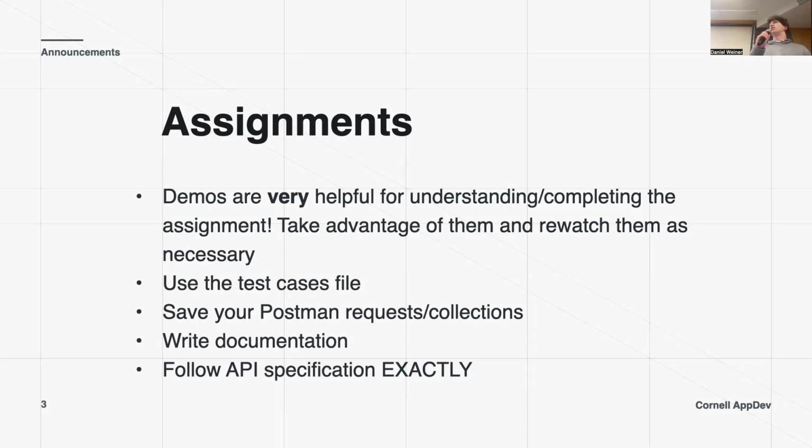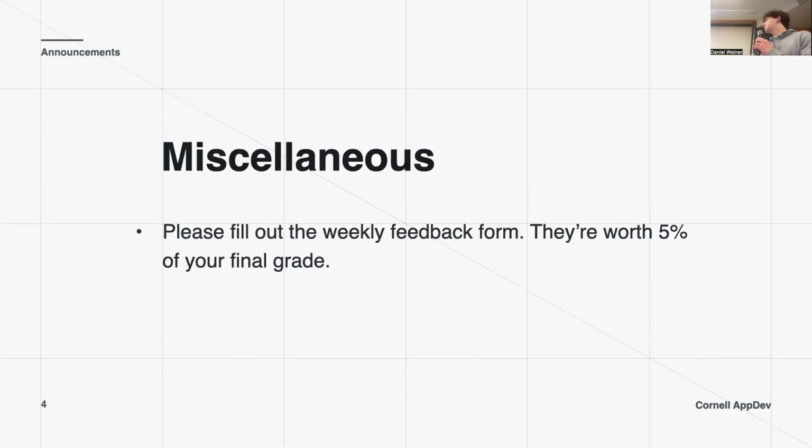Also, a quick notice: we extended the deadline to Wednesday for A1, so you don't have to use any slip days and can properly try out your A1 with the test file. Save your Postman requests and collections. Remember to export them like we showed you in the demo and make sure you submit those, or else you will lose a lot of points. Write your documentation and follow the API specification exactly as it is in the textbook. And miscellaneous: fill out the weekly feedback form that's also found in the assignment handout. They're worth 5% of your final grade, so do make sure that you do that.